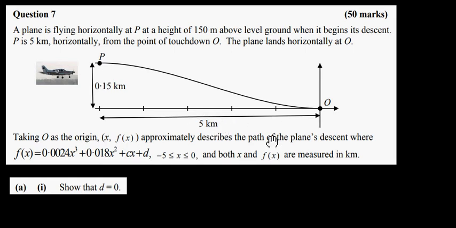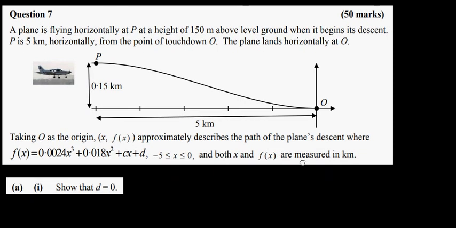Now the function here, f of x, approximately describes the path of the plane's descent. So f of x is equal to 0.0024 x cubed plus 0.018 x squared plus cx plus d, and we're taking x here as ranging from -5 up to 0. So we can see here we're starting at -5 and we're going to 0 here. Both x and f of x are measured in kilometers. So they gave us 150 meters here, but that's been changed to kilometers here.